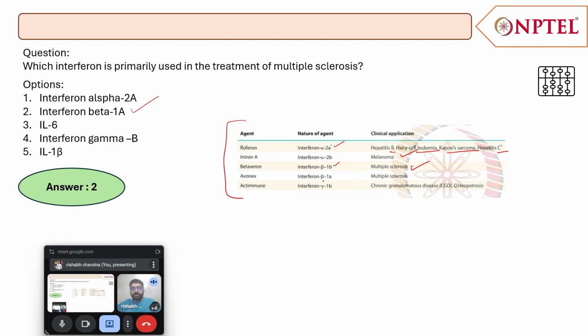Avonex, that is also interferon beta 1A, that is also involved in multiple sclerosis. So these two are similar, interferon beta only, interferon beta 1A, that is given to patients with multiple sclerosis. Then we have Actimmune, that is interferon gamma 1B, that is given to CGD and osteopetrosis. Okay, so these are different interferons that are given under different clinical conditions. Okay, so any doubts in this particular question?